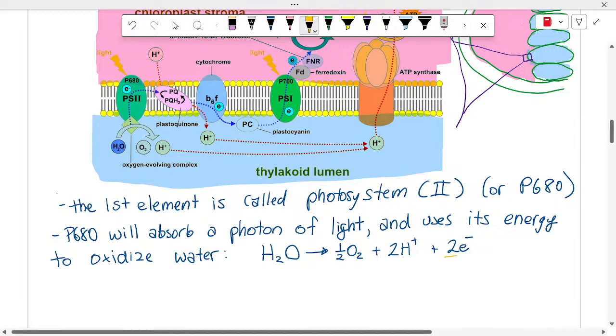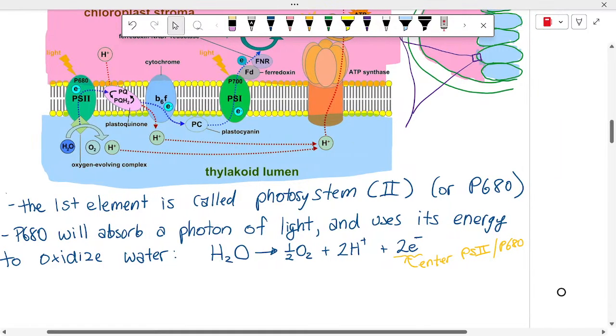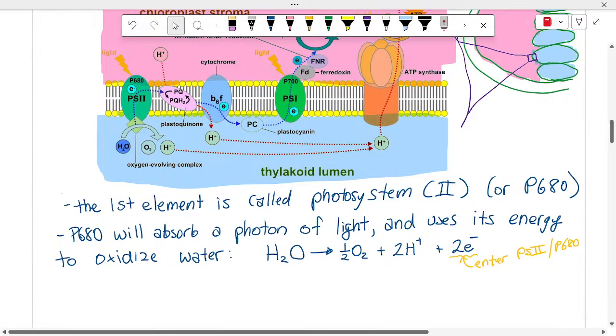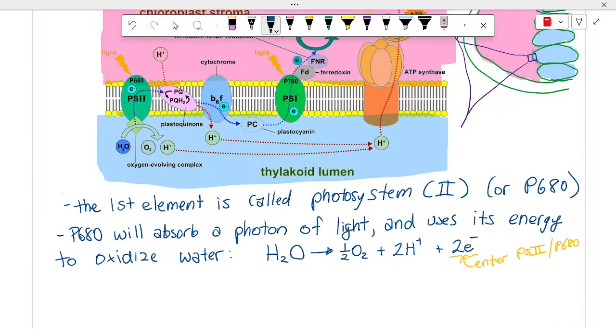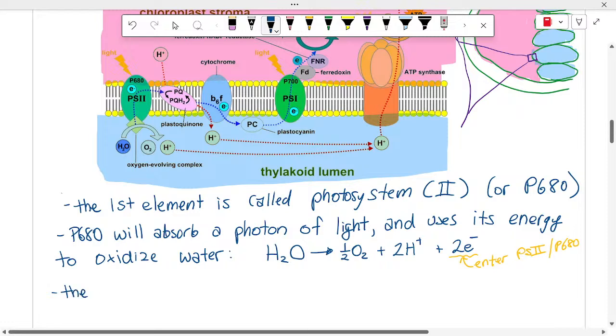So photosystem 2 is going to be reduced because these are going to enter photosystem 2 slash P680, whatever you want to refer to it as. I'm going to typically refer to it as both, so you get used to both names because you will definitely see both names. All right. So the electrons are transferred, just like in the electron transport chain, through a series of redox reactions.